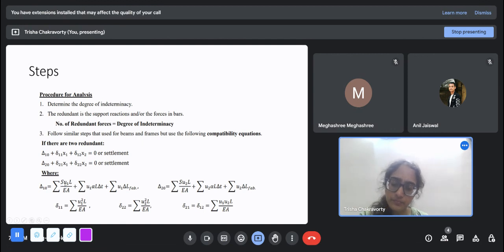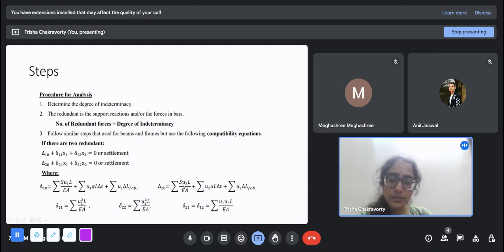These two terms we have already encountered. The force in the primary truss times the force in a unit loaded truss times length by EA, summed over all members, gives the displacement. We have already studied this in the unit load method. These other contributions are for temperature elongation, and for misfit or something similar; these two terms you can temporarily ignore. So delta 10 is the sum of S U1 L by EA.